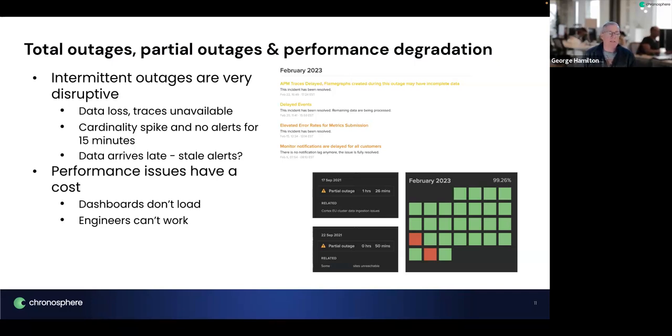And also the performance issues also have a huge cost, as I mentioned earlier, right? Either dashboards are slow to load, where your engineer is just sitting there watching the spin and waiting for the query to return, or they don't load at all. And basically your engineers can't work when that happens.